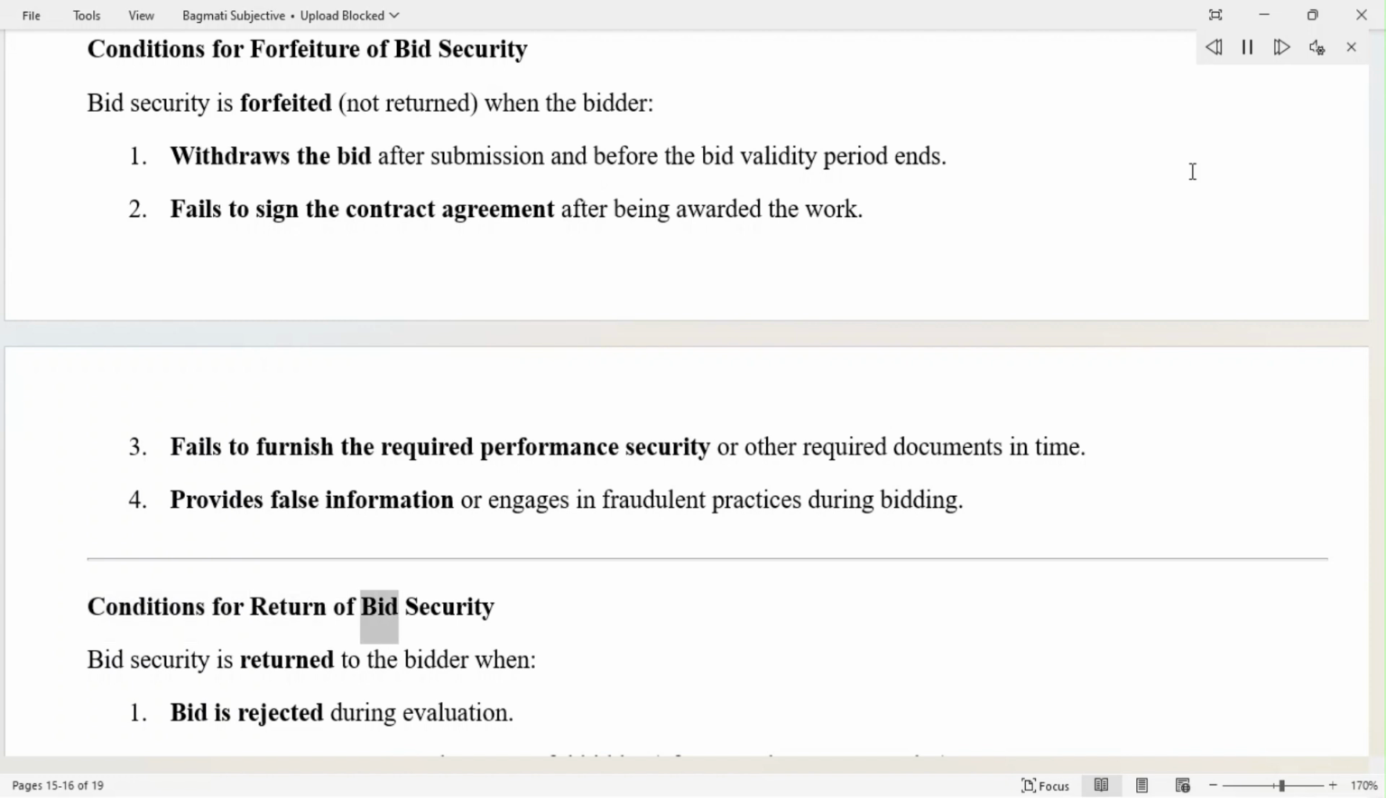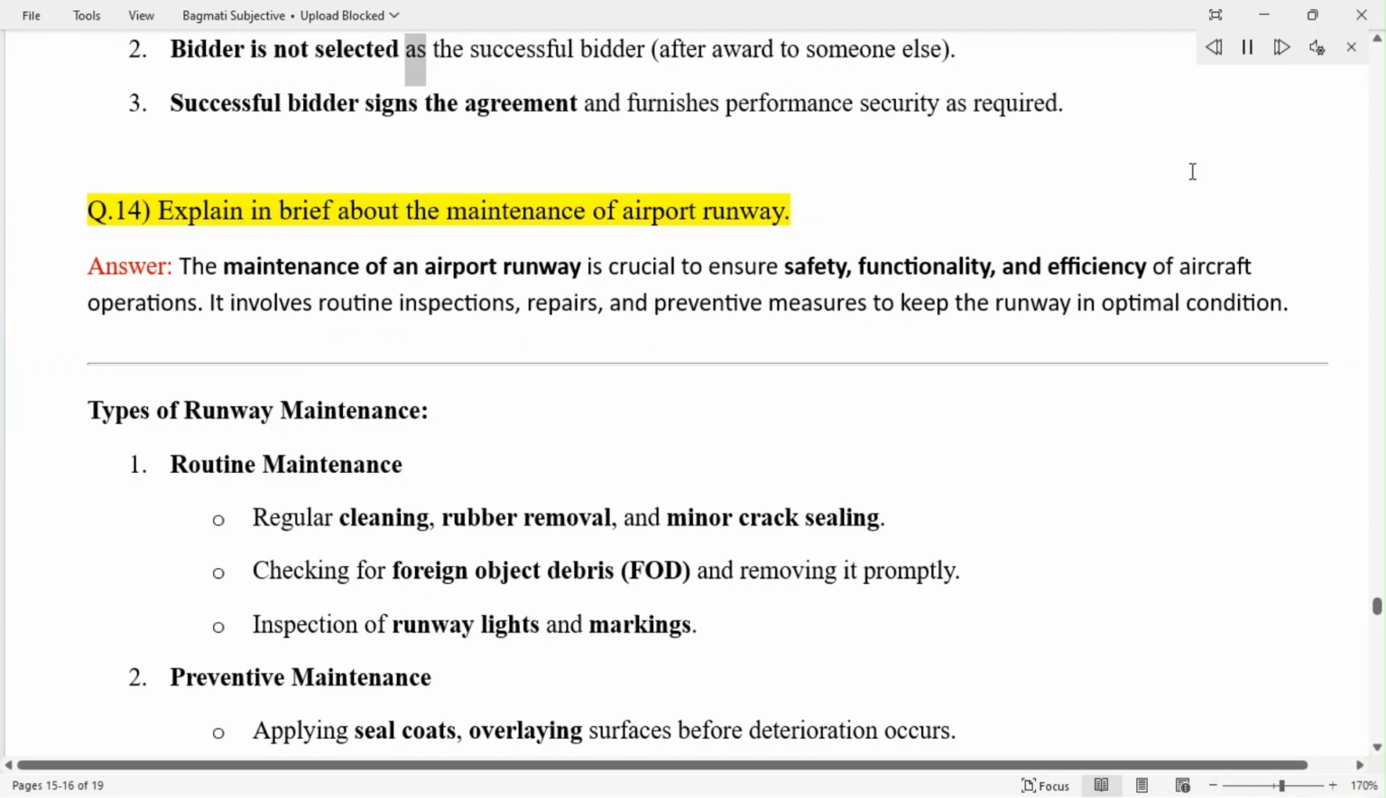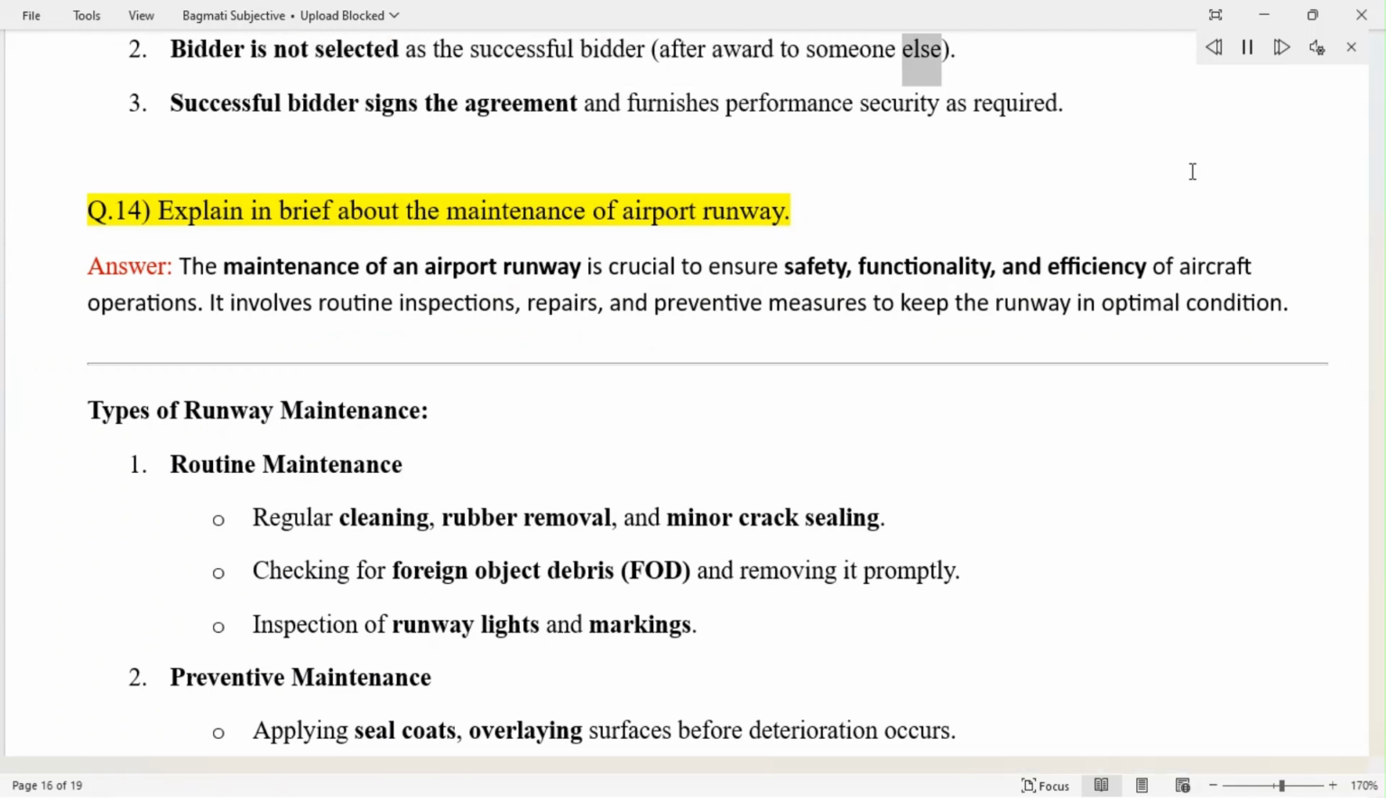Conditions for return of bid security. Bid security is returned to the bidder when the bid is rejected during evaluation, the bidder is not selected as the successful bidder after award to someone else, or the successful bidder signs the agreement and furnishes performance security as required.